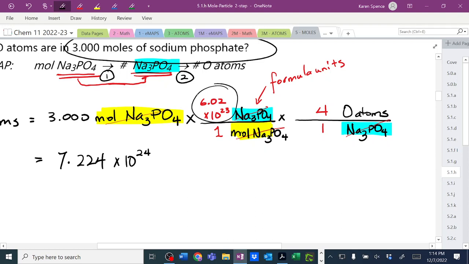Okay, am I done? What do I need to do with this answer? I need to round it to correct sig figs.